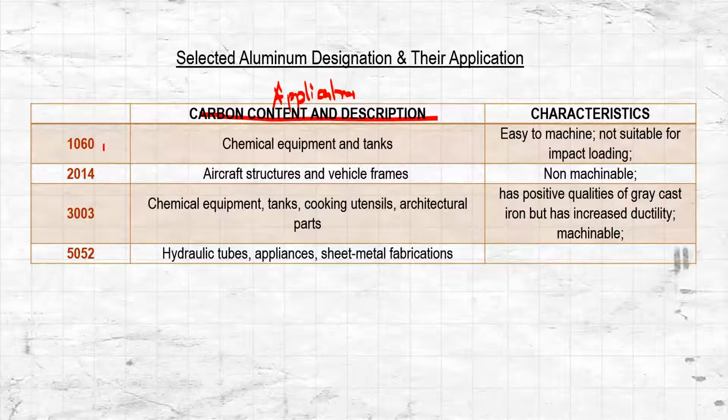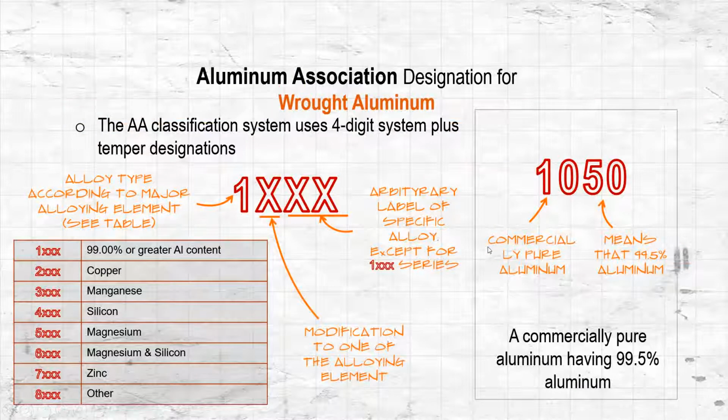Okay, so for example, 1060 aluminum, the typical applications are chemical equipment and tanks, and for this type, this is aircraft structures, and for 5052, that's for hydraulic tubes and sheet metal fabrication, and things like that. Okay, so you can read that in our lecture handouts.